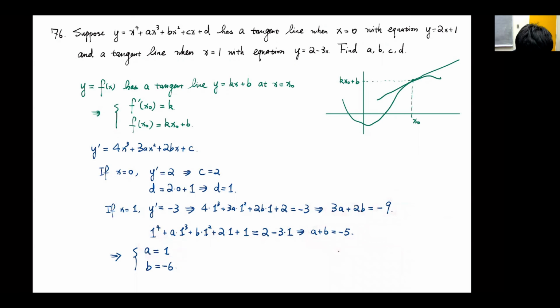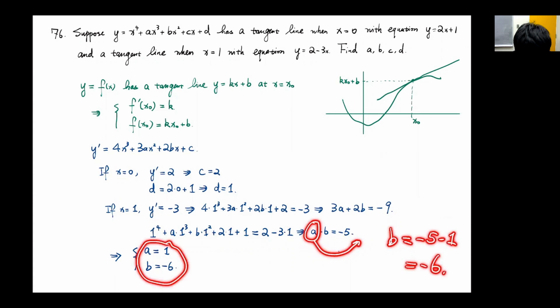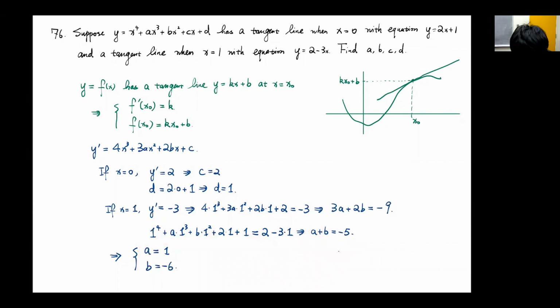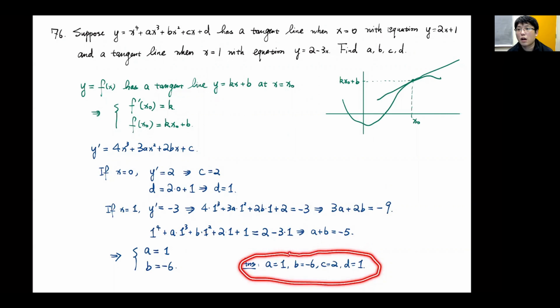Okay, if you plug in a equals 1 over here and move the 1 to the right, you get b equals minus 5 minus 1, and the answer will be minus 6. All right, so this will be a and b. Make sure you formulate the answer. We are asked to find a, b, c, d, and we managed to find them: a equals 1, b equals minus 6, c equals 2, and d equals 1. Okay, so this is the answer for number 76, and this concludes this very short supplementary video today.